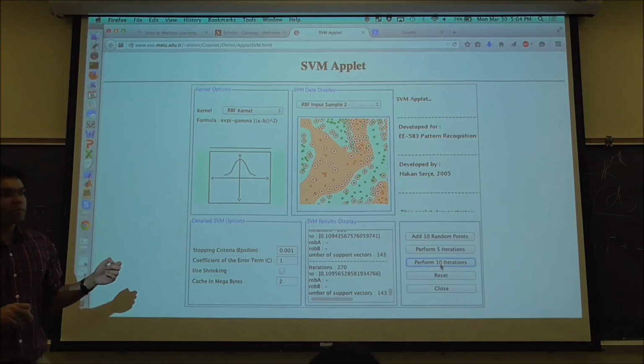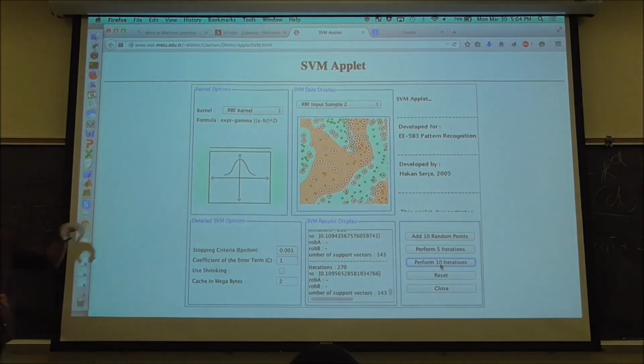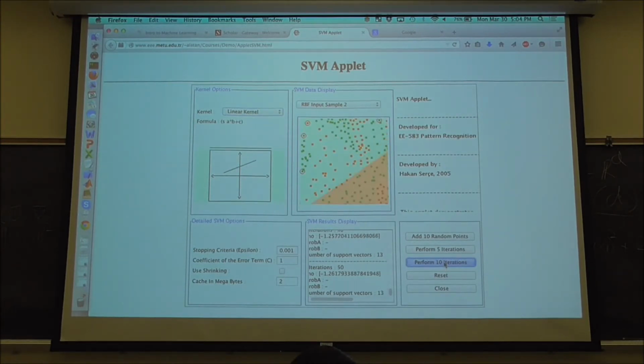Does that make sense? So this is what the decision boundary of that looks like. And you couldn't do this, for example, with a linear kernel. You would have some sort of best fit that is trying to. Does that make sense?